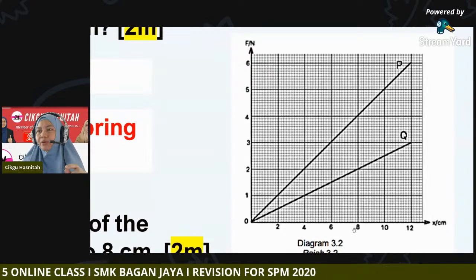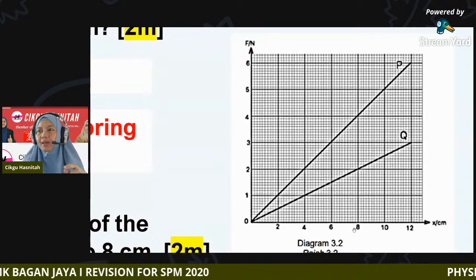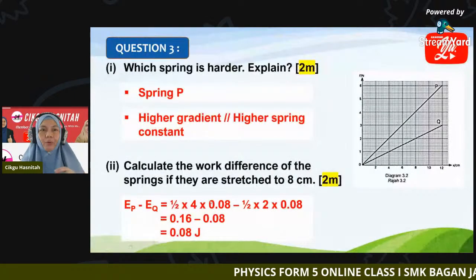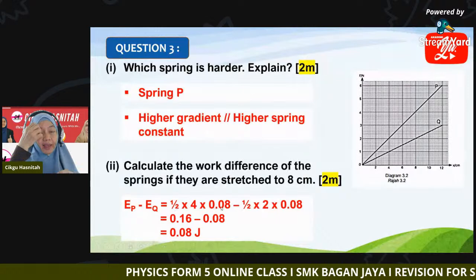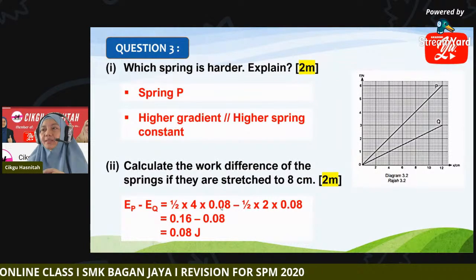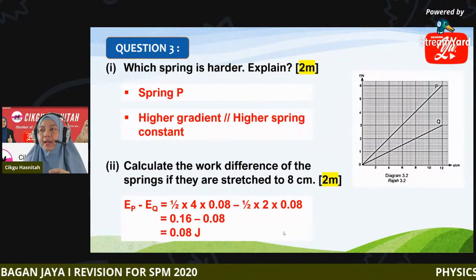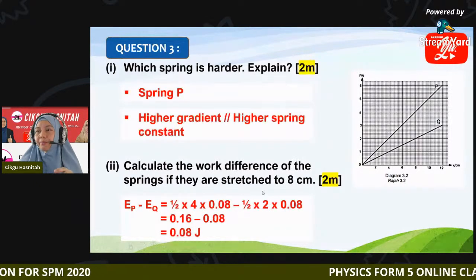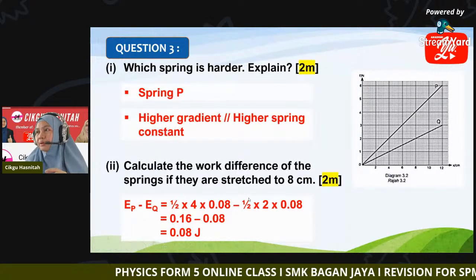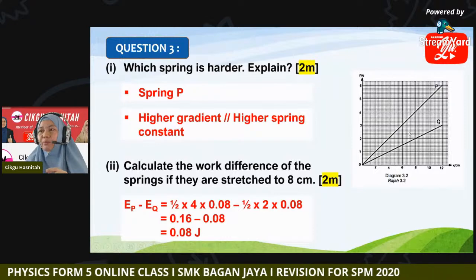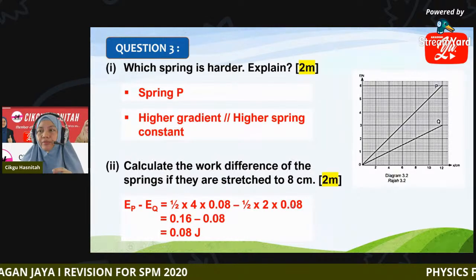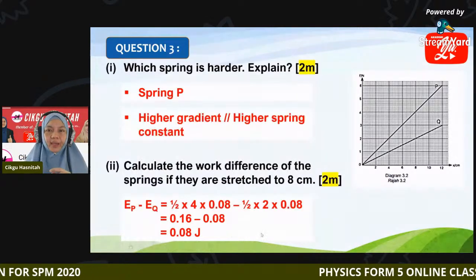and then you can minus. So this is for P, half multiplied by 4 multiplied by 0.08, extension in meter, minus the work done for Q. So half multiplied by 2, multiplied by 0.08 is the extension. So by this, the work difference is 0.08 joule.